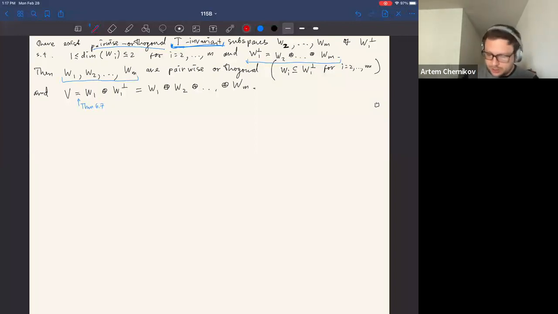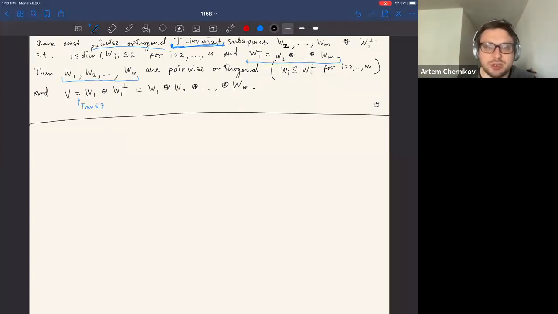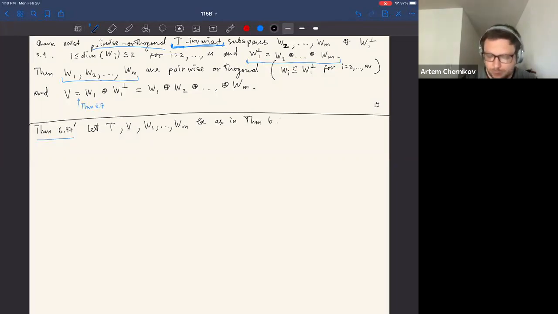Okay, cool. All right, so we need some more information about this decomposition of the space as a direct sum that we get here. So this is going to be the content of the next result, theorem 647 prime. Let T, V, W1 through Wm be as in the theorem we just proved, so as in theorem 646, okay? And we need some more results about this decomposition, about how W1 through Wm interact. So we have the following additional properties here.